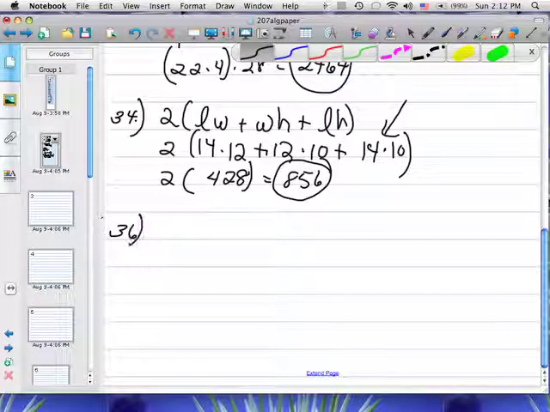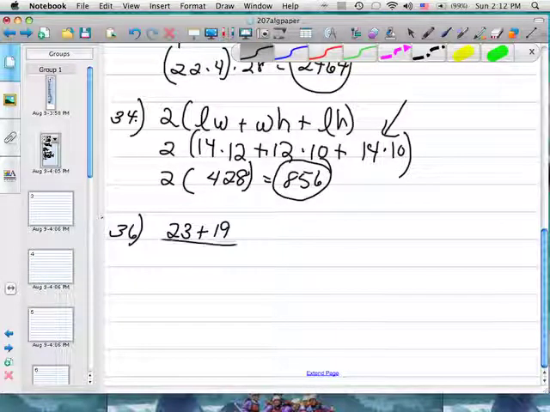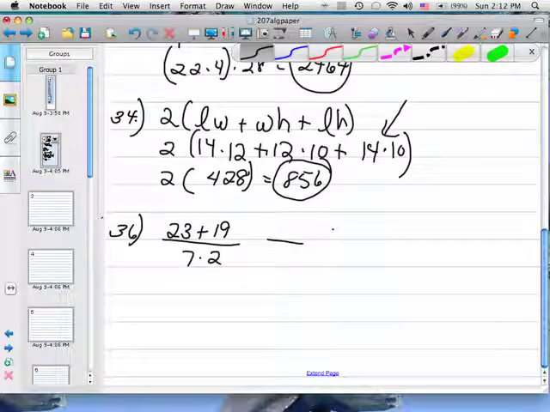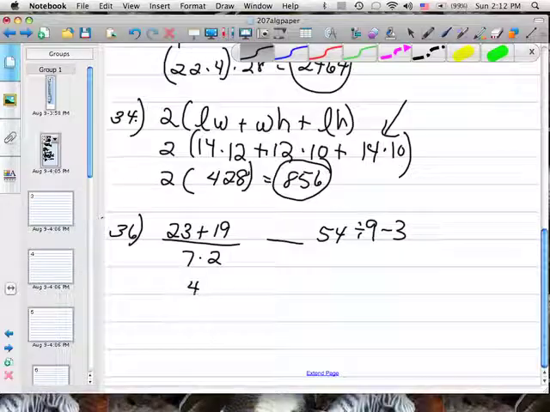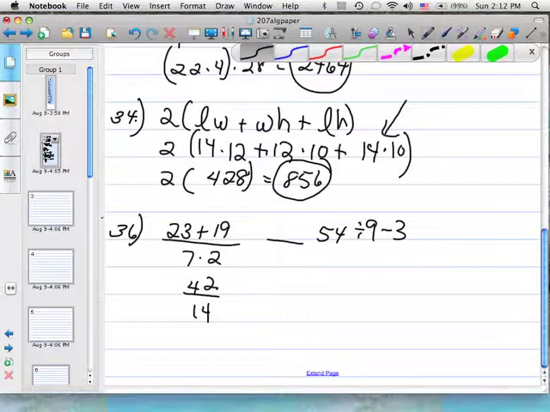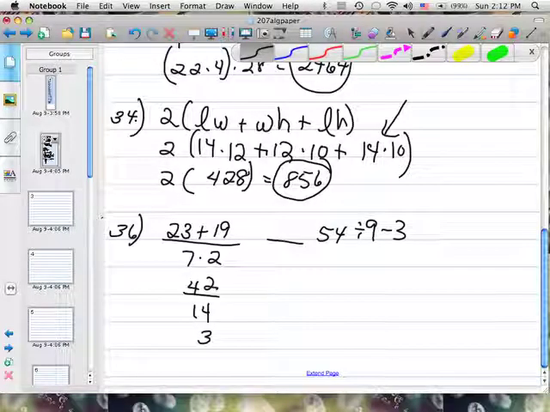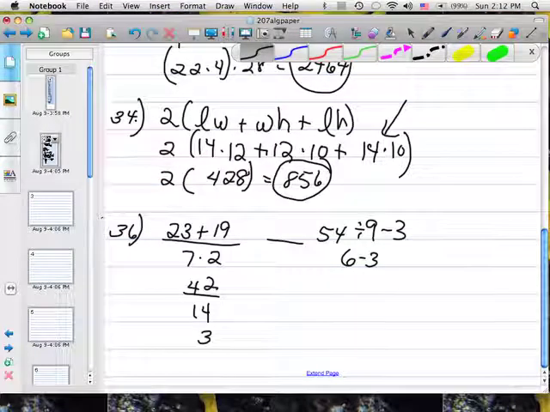Problem number 34. We have the surface area of a rectangular solid. The formula is 2 times length times width plus width times h plus length times h. Substituting the values in, 2 times the quantity 14 times 12 plus 12 times 10 plus L times H, 14 times 10.